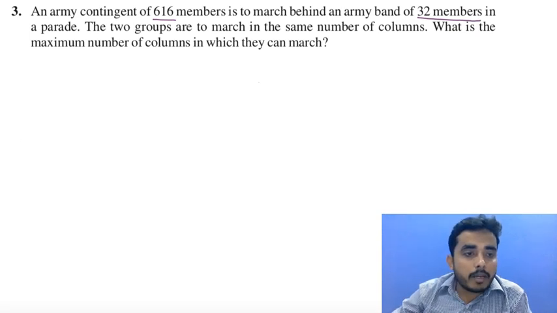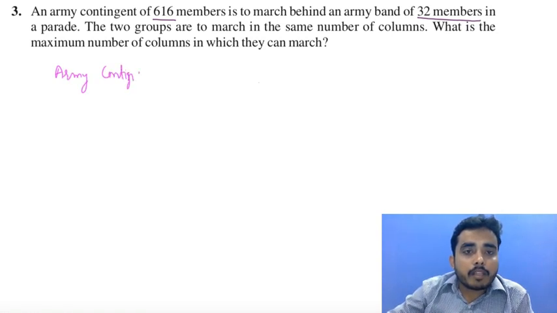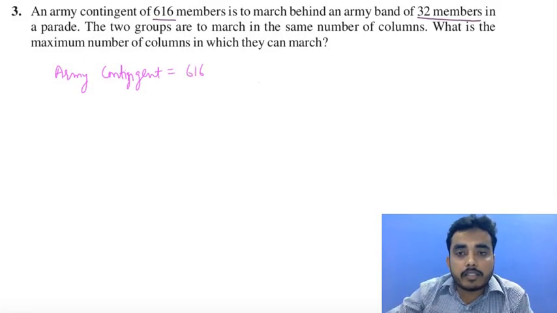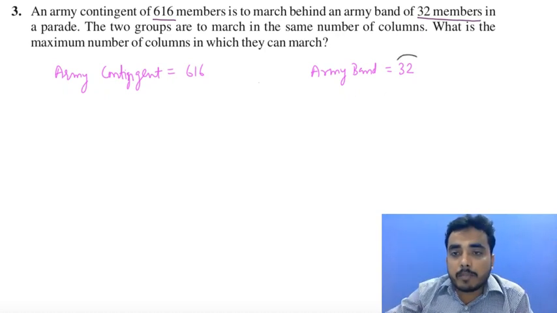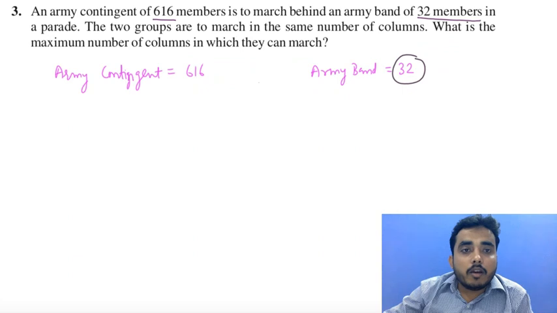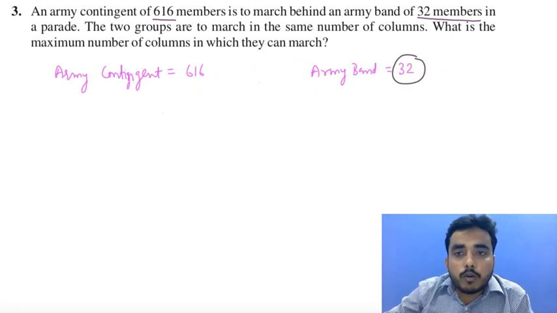अब आपको यहाँ पे क्वेश्चन अच्छे से समझना है. पहले हमारे पास क्या है, दो ग्रुप्स हैं. वन इज आर्मी कंटिंजेंट ऑफ 616 मेंबर्स. सेकेंड इज आर्मी बैंड. अब क्या हो रहा है कि आर्मी बैंड वाले जो हैं ये आगे चलेंगे, मींस दीज पीपल विल लीड. अब क्या बोल रहा है कि ये जो पीपल है लीड करेंगे और आर्मी कंटिंजेंट वाले इनको फॉलो करेंगे.